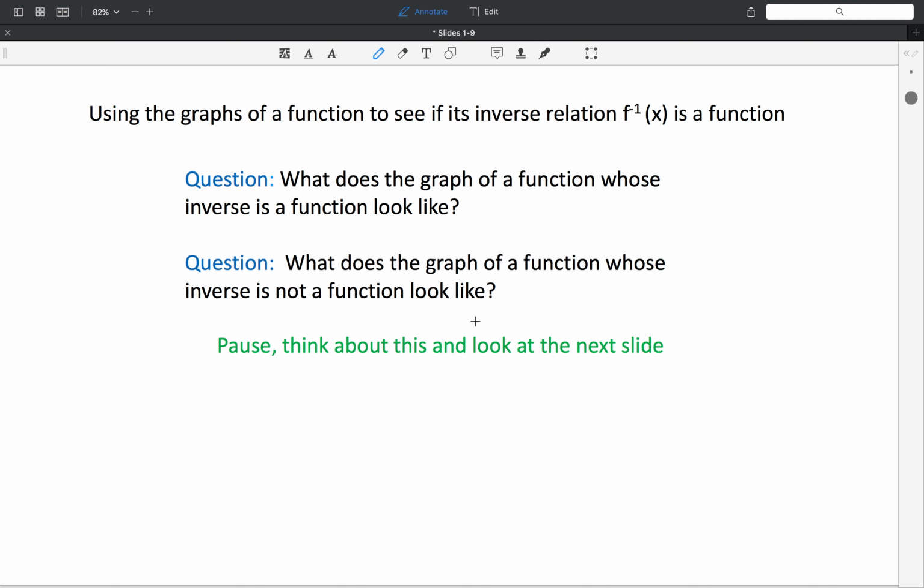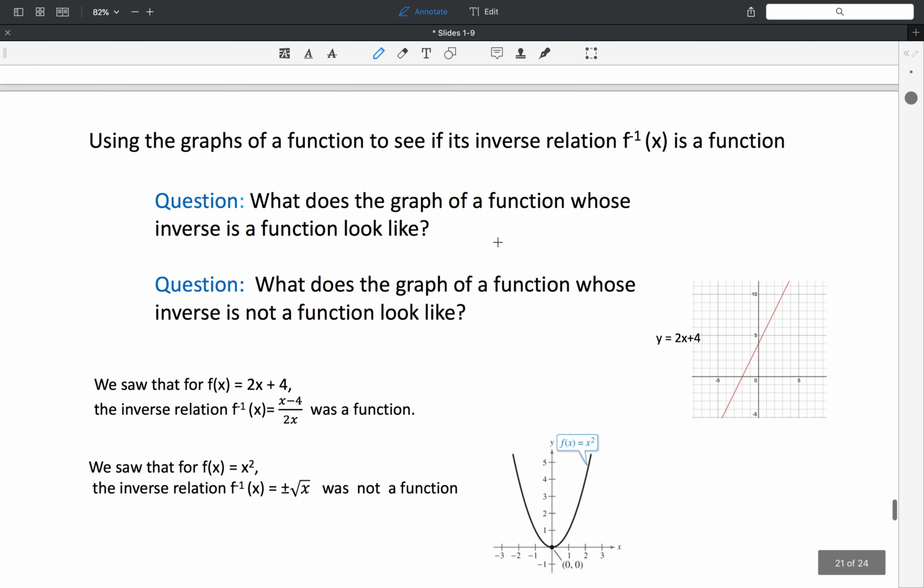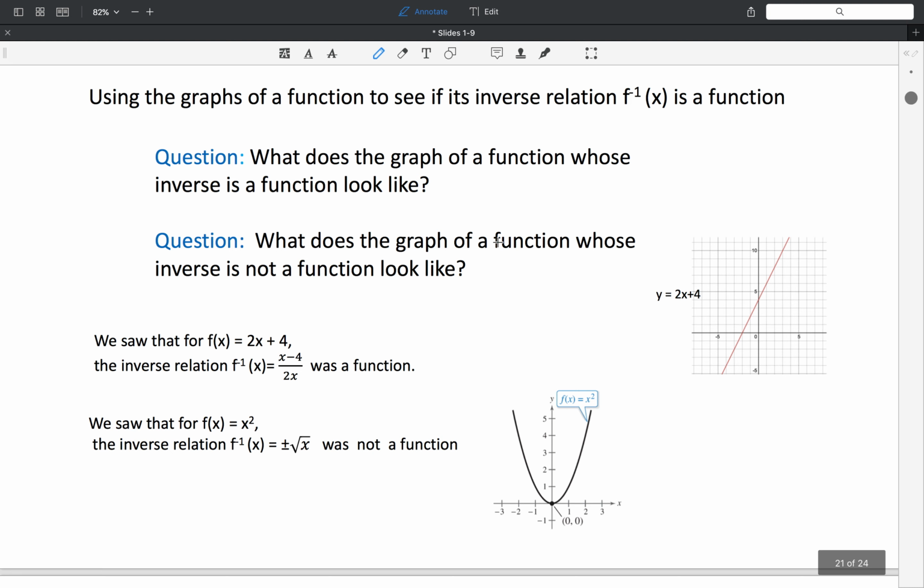Pause, think about this, and look at the next slide. Okay. So here we go. So here's an example of a graph of a function whose inverse is also a function. And here's a graph of a function whose inverse is not a function.